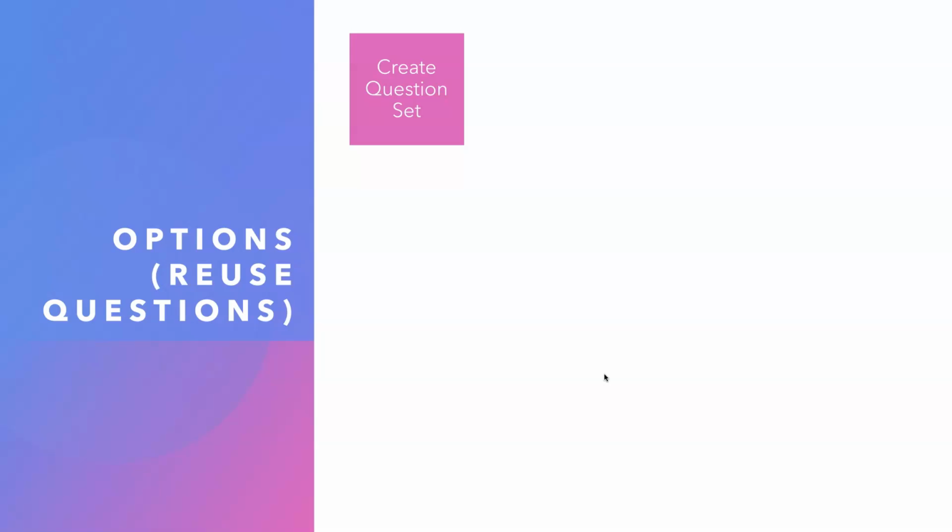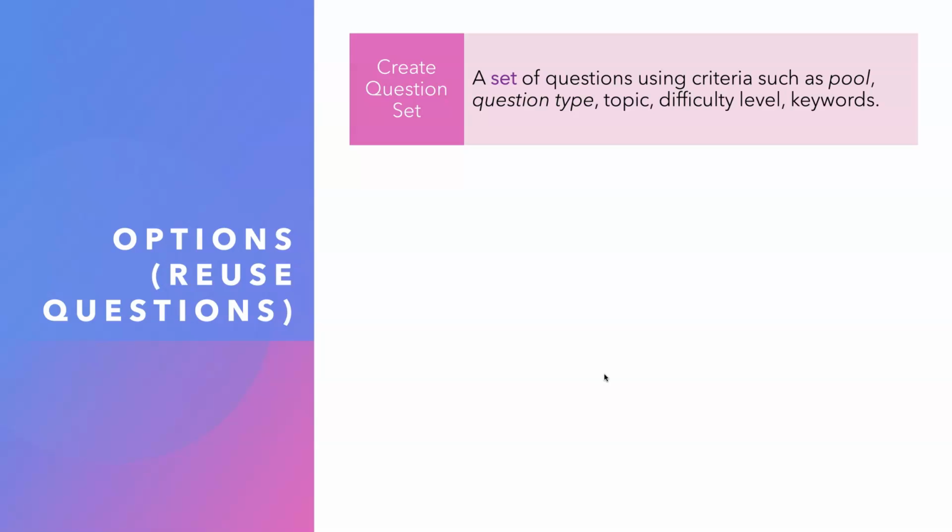First, the create question set. This option allows us to create a set of questions. We will select the questions that will go into this set using various criteria such as the pool, the topic, the difficulty level, and so on.